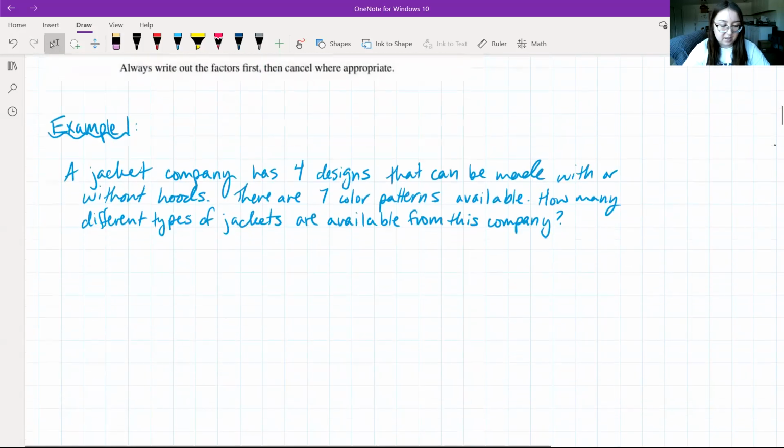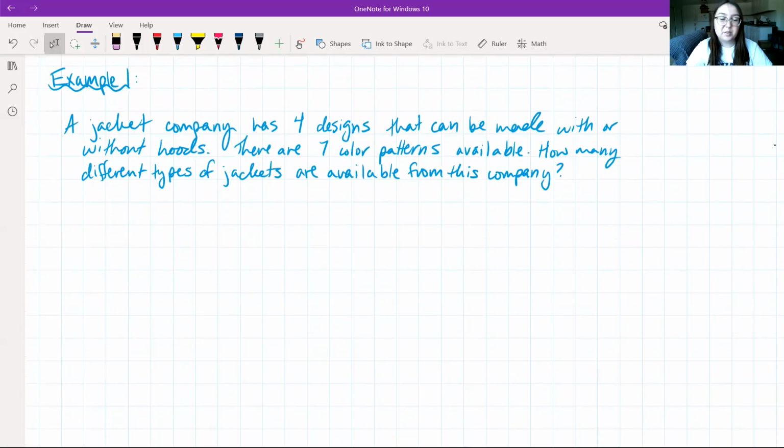So on to our very first example. So we have example 1 here. A jacket company has 4 designs that can be made with or without hoods. There are 7 color patterns available. How many different types of jackets are available for this company?